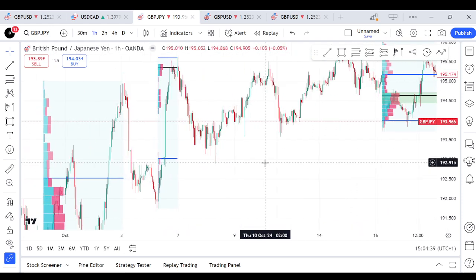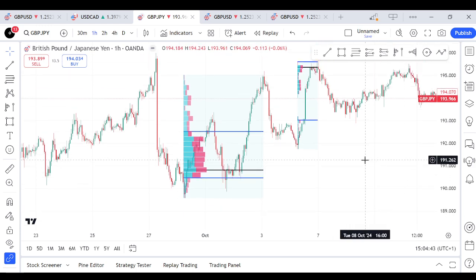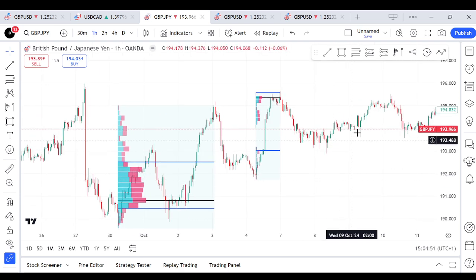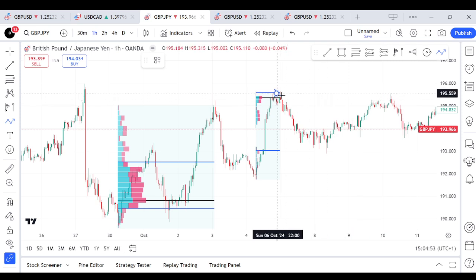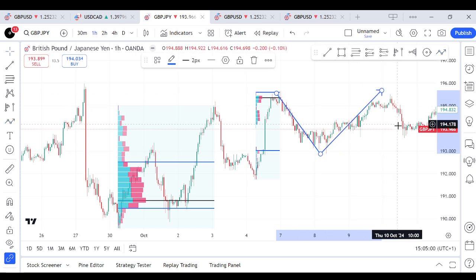This is how you can use the volume profile in your trading strategy. So by incorporating these volume profile trading strategies into your trading approach, you can gain a deeper understanding of market dynamics and make more informed trading decisions. See price reacting off of the value area low and a push to the upside.